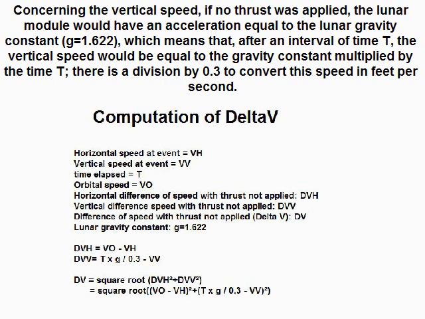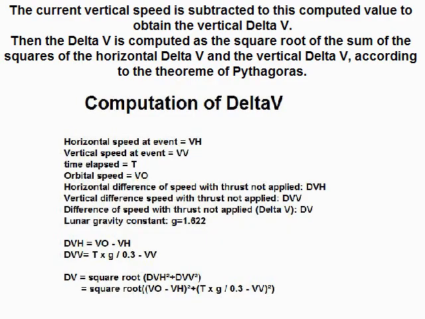Concerning the vertical speed, if no thrust was applied, the lunar module would have an acceleration equal to the lunar gravity constant, g equals 1.622, which means that after an interval of time t, the vertical speed would be equal to the gravity constant multiplied by the time t. There is a division by 0.3 to convert the speed in feet per second. The current vertical speed is subtracted from this computed value to obtain the vertical delta V. Then the delta V is computed as the square root of the sum of the squares of the horizontal delta V and the vertical delta V, according to the theorem of Pythagoras.